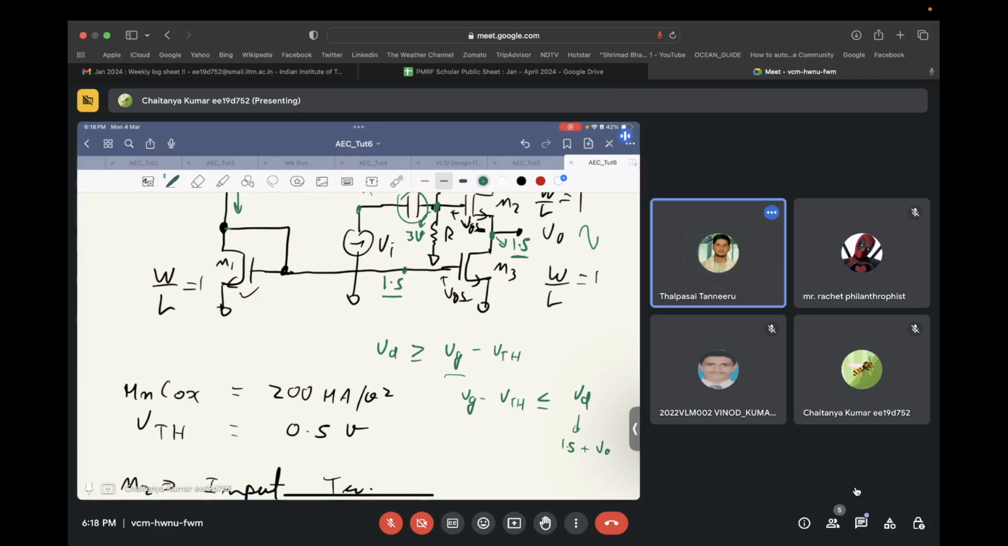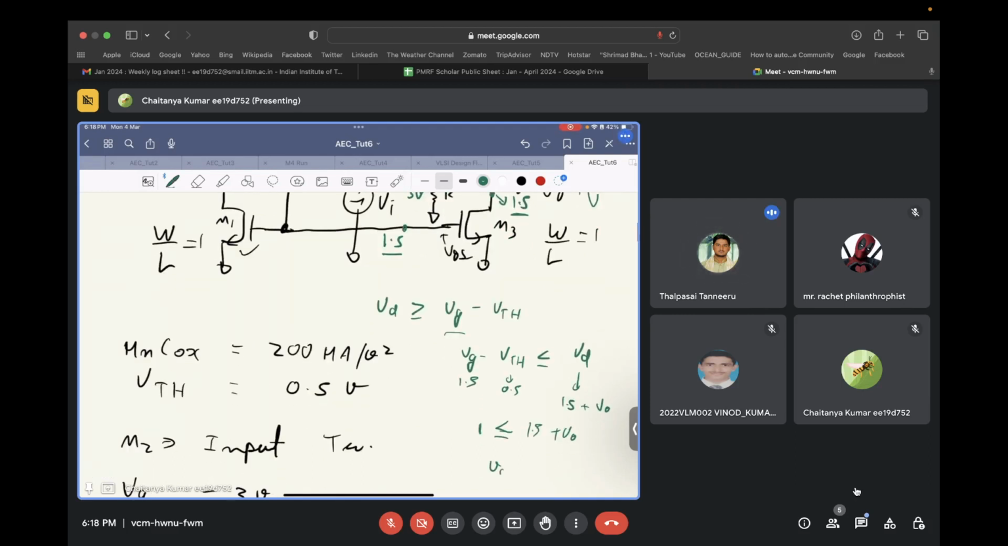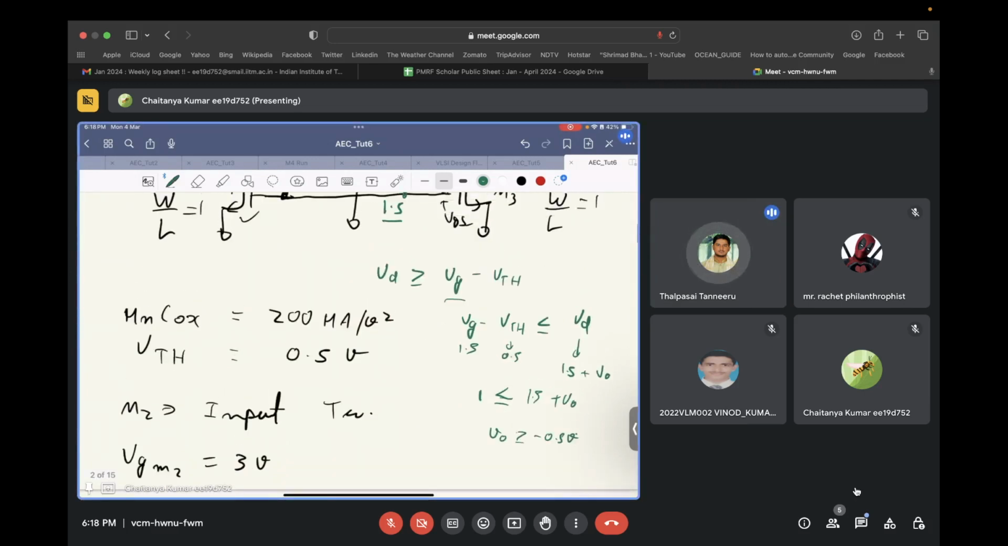So Vg is 1.5 volts, Vth is 0.5 volts. Basically, 1 volt must be less than or equal to 1.5 volts plus V naught. From here you get V naught must be greater than or equal to minus 0.5 volts. Okay, got it, sir. Sir, if VG is varying, then we include it, and otherwise we ignore it, right? Yeah, in this case Vg is not varying.